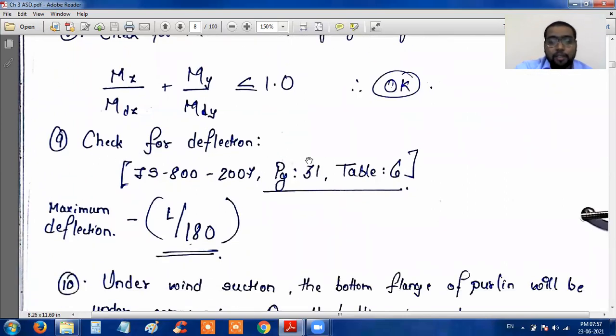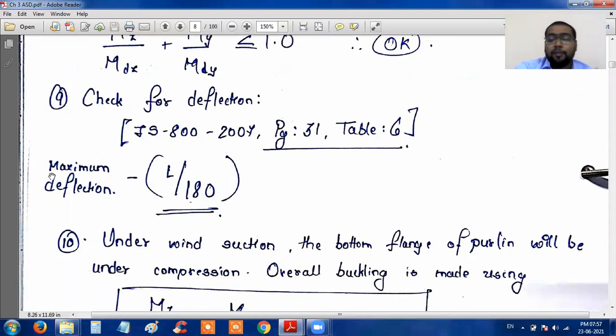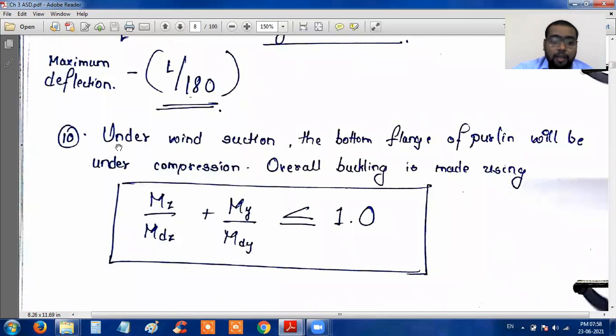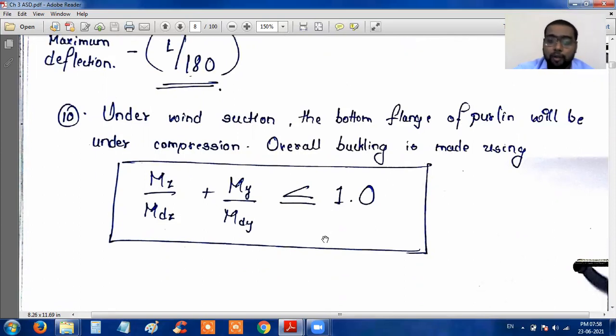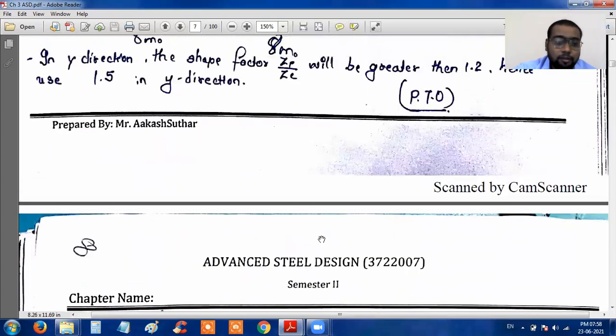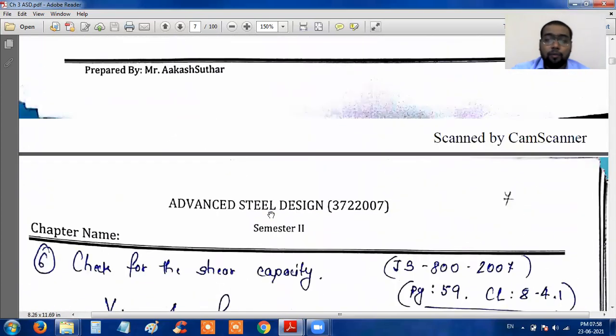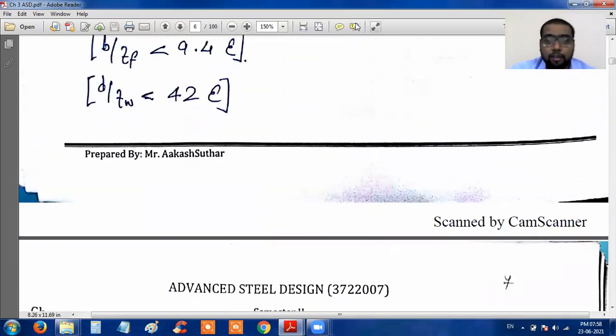Then check for the deflection. The maximum deflection is L upon 180. And under the wind suction, the bottom flange of purlin will be under compression. Then overall buckling is checked using again this equation, and it should be less than 1. Okay, these are the design steps of purlin. Okay, thank you.